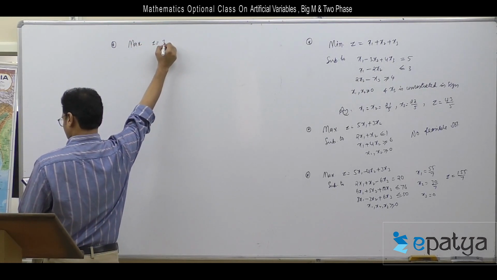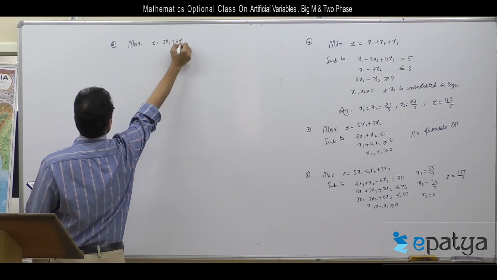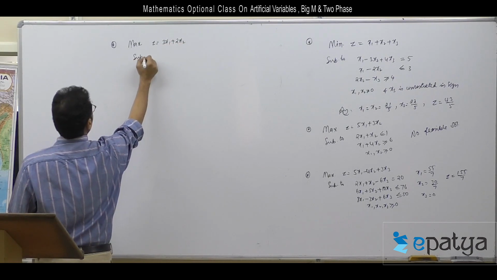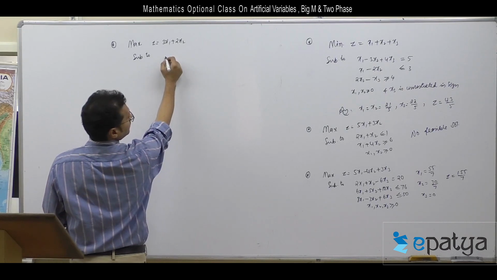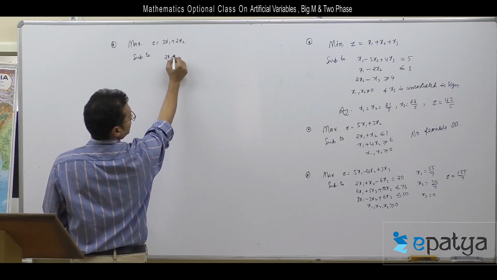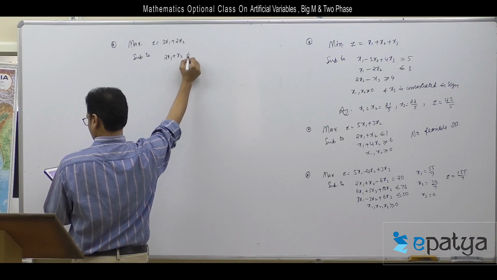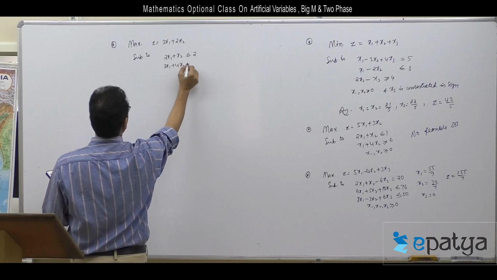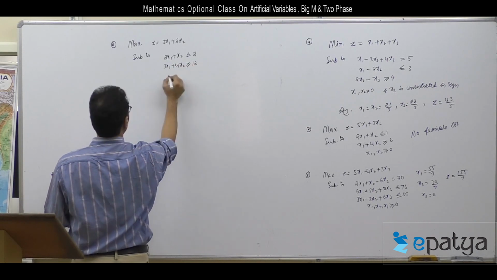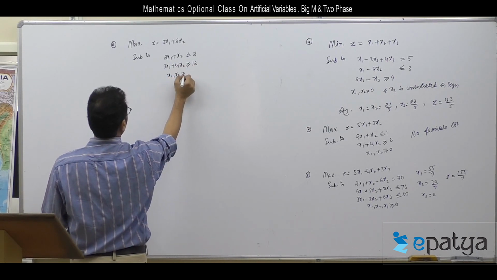Maximize z equal to 3x1 plus 2x2 subjected to the constraints 2x1 plus x2 less than or equal to 2, 3x1 plus 4x2 greater than or equal to 12, x1 comma x2 greater than or equal to 0.